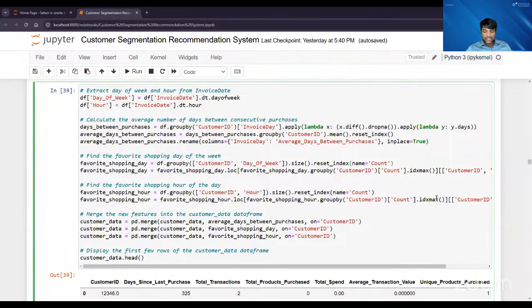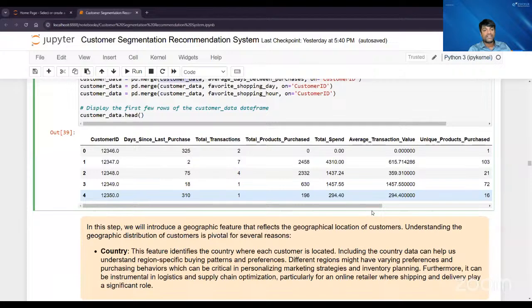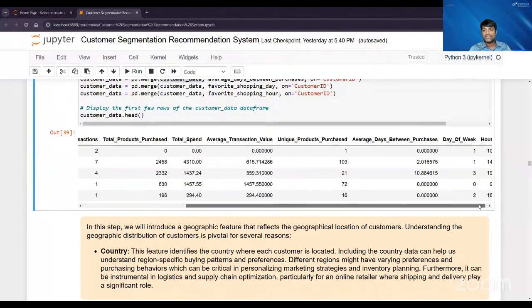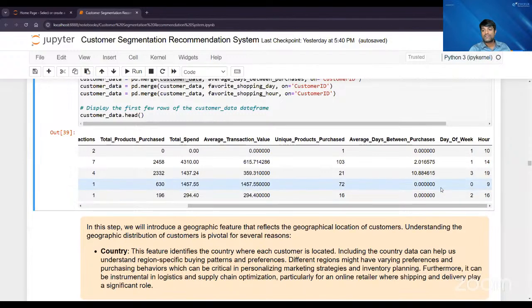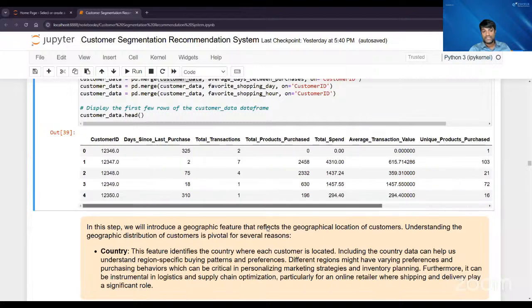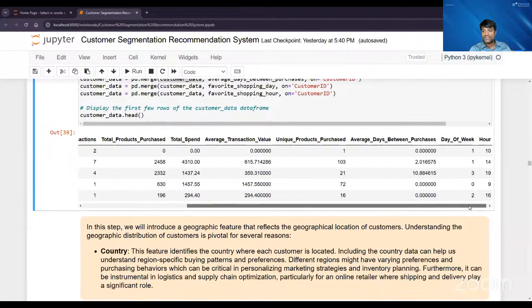So fine, let me continue. The next part, once this is done, is that we are going to merge with the customer_data. What we are merging already has days, transactions, purchases, spend, everything. And what we have added is the average days between purchases for this customer ID.